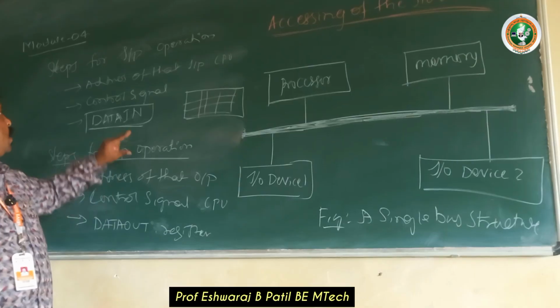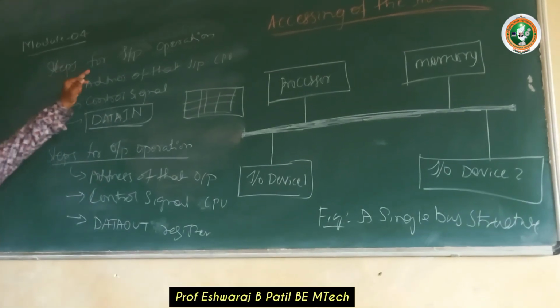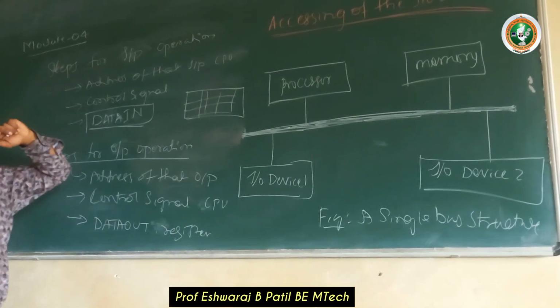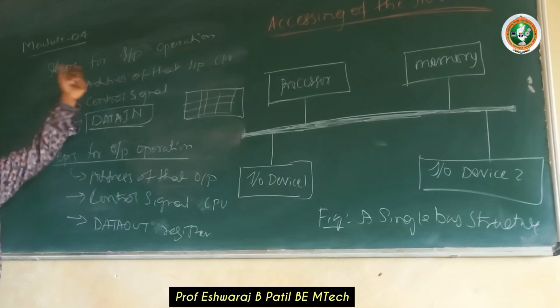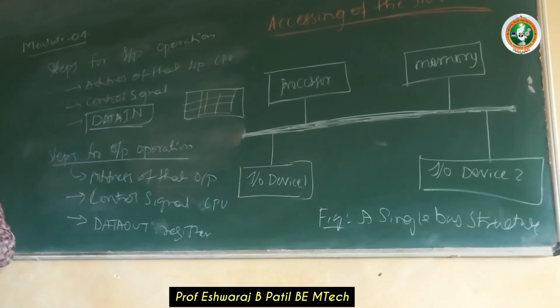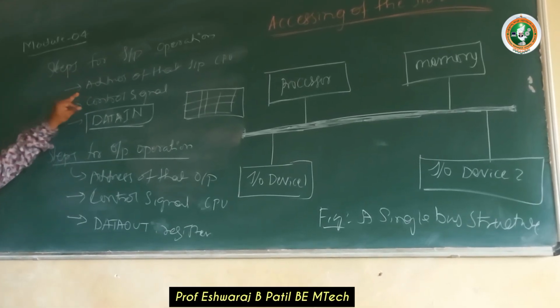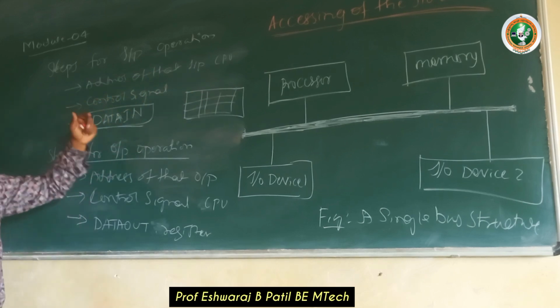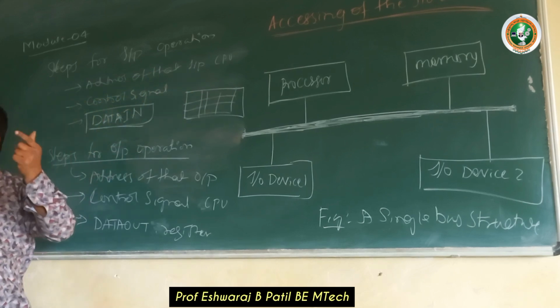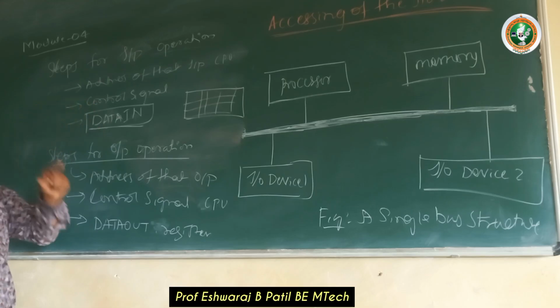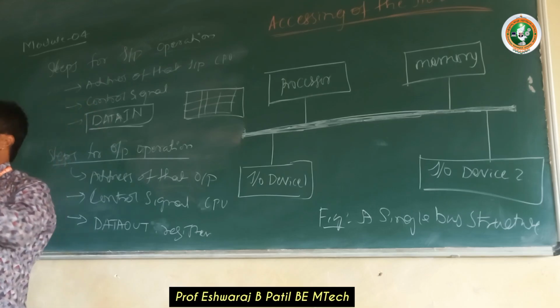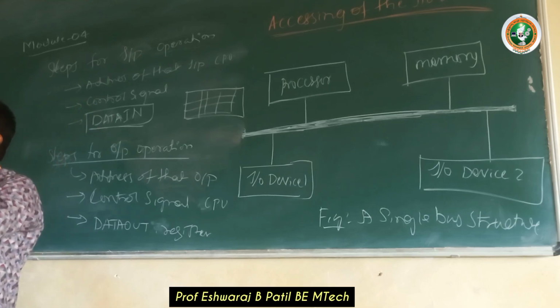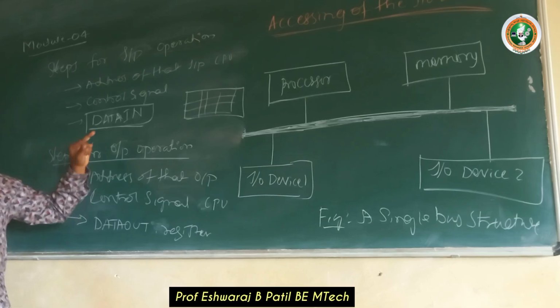Similarly, the steps for input and output operations. First, the steps for the input operations. If you want to communicate with the input devices, there are three steps. First, send the address of that particular input device from the CPU, that is the processor. Then the control signal has to be generated from the CPU, and it communicates with the input devices through a virtual register called the data in register.